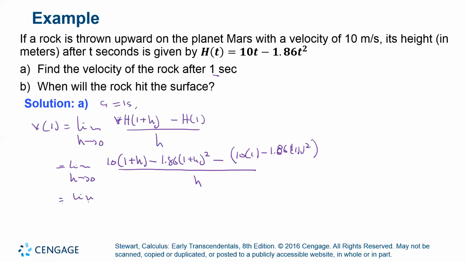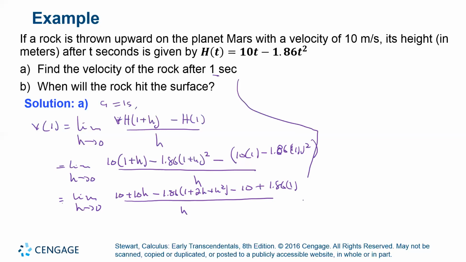So then this is equal to the limit as h goes towards 0. Now if you multiply this out, you're going to have 10 plus 10h minus 1.86 times 1 plus 2h plus h squared. Then you have minus 10 plus 1.86 times 1, and then divided by h.